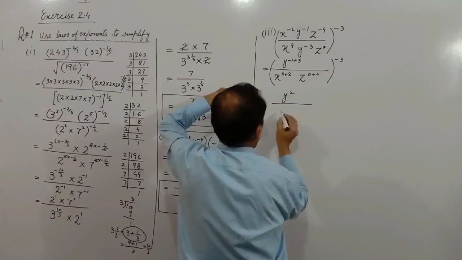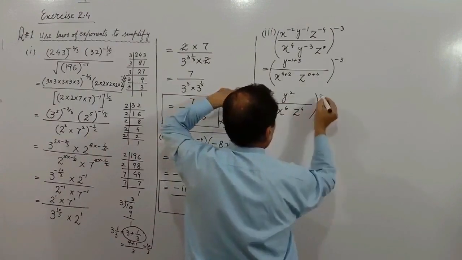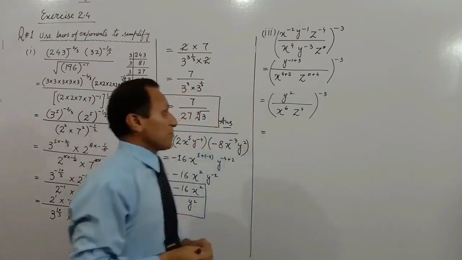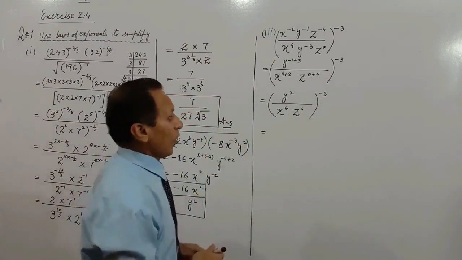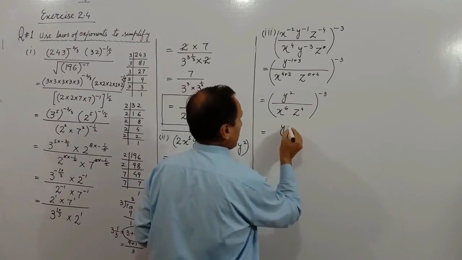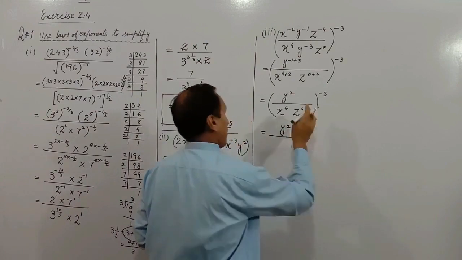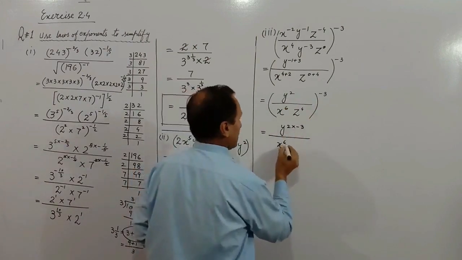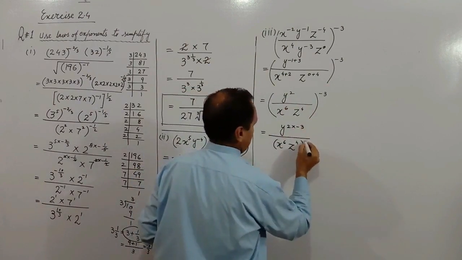y raised to the power 2 by adding, x raised to the power 6, z raised to the power 4, whole power minus 3. Now we have a simple fraction having common power. We apply the law of power of fraction. According to that law, y raised to the power 2 multiply minus 3. The common power of the fraction becomes the power of the numerator and power of the denominator.